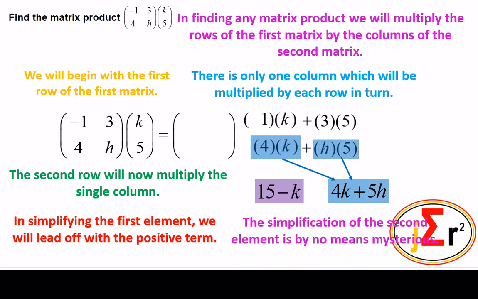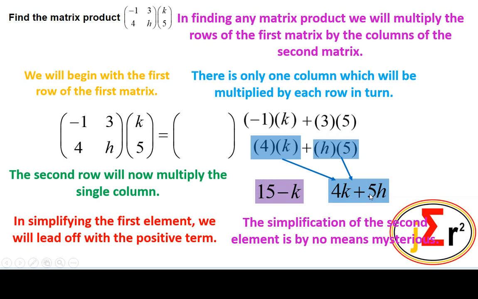There we have the simplification of the second element. The simplification of the second element is by no means mysterious. All that we have there is the 4 times the k will give you 4k, and the h times the 5 will give you 5h. Some students will write h5. If you write h5, that is not incorrect. But for the intents and purposes of algebra, the number, which is called the coefficient, is written first. Then we'll have the letters and symbols following.